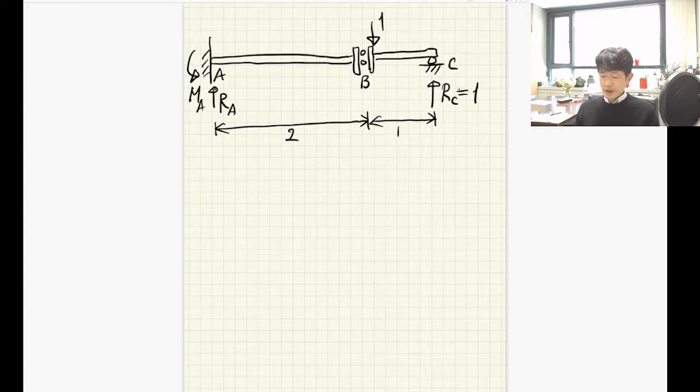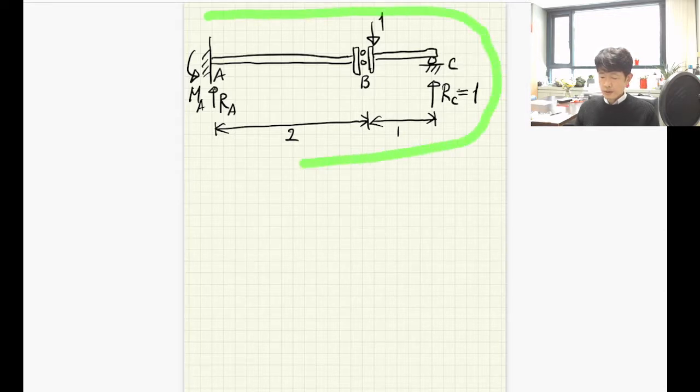So now let's check force equilibrium for the overall system, the entire system. If you do that, according to the force equilibrium in the vertical direction, it is already satisfied. RA is equal to 0.